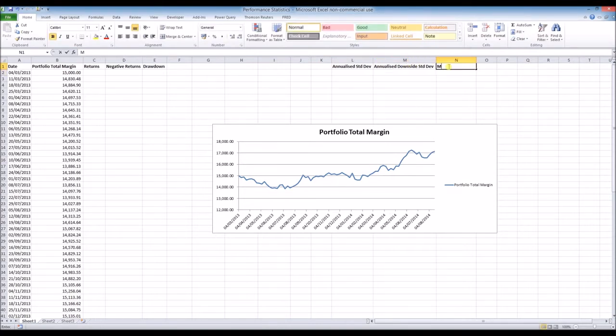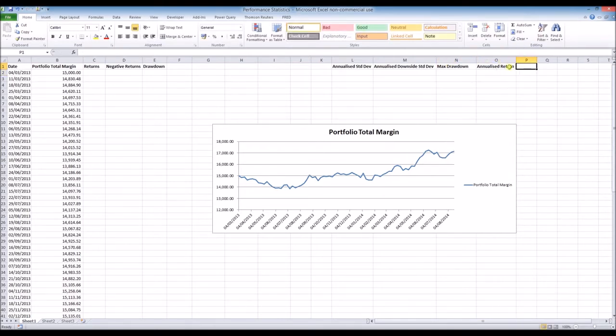We'll also need a max drawdown figure, an annualized return figure, and also a risk-free rate. As we go through the video, I'll explain each of these in turn and why it's necessary. So finally, using these inputs here, we'll calculate the Sharpe ratio, the Sortino ratio, and the Calmar ratio.